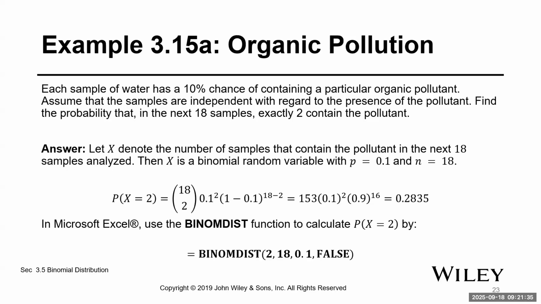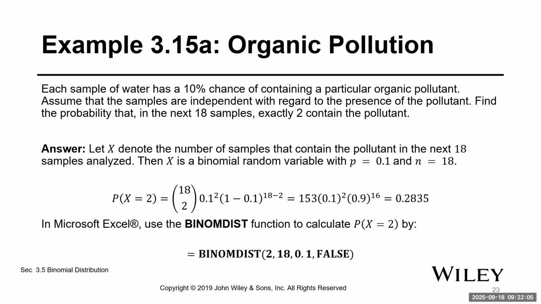So again, we see that we have our n over x for counting. Our n number of samples analyzed was 18. We're looking for the next 18 samples to contain this pollutant. So out of 18, we're looking for exactly 2 samples having the pollutant. In this case, what we're looking for is bad, but that's our success. We want to find it.